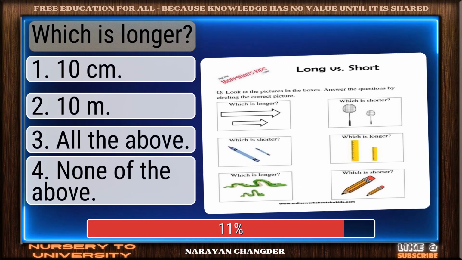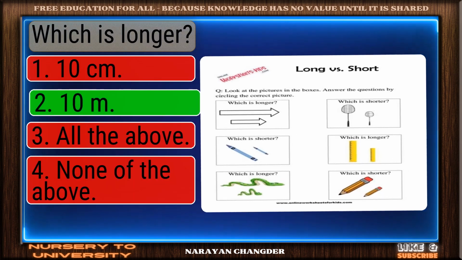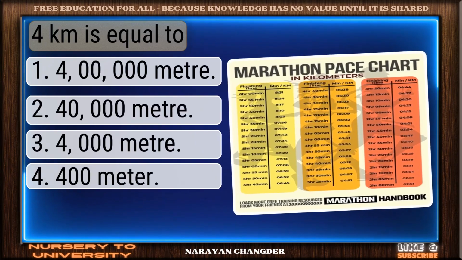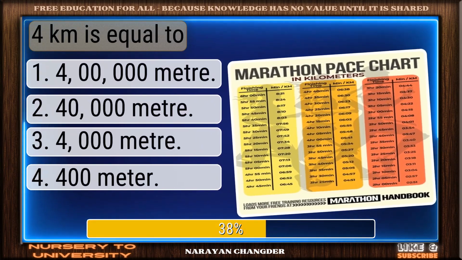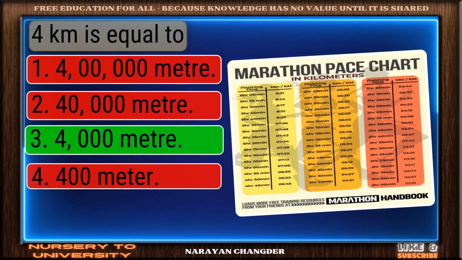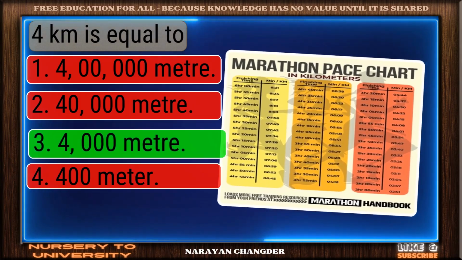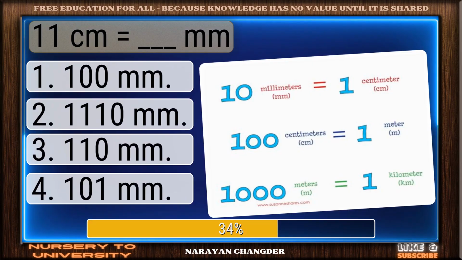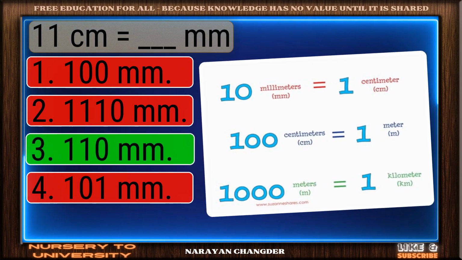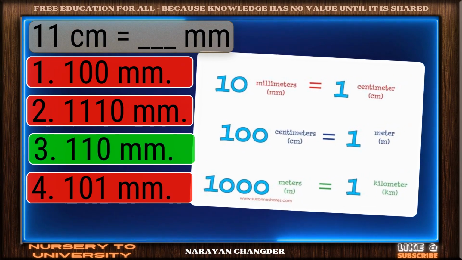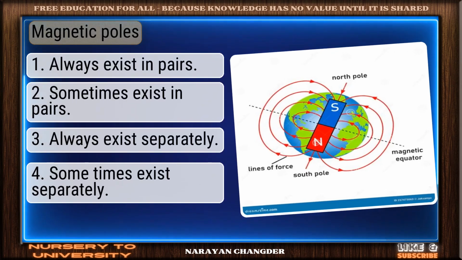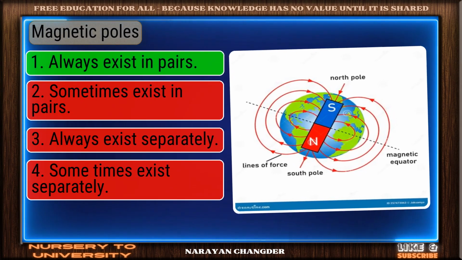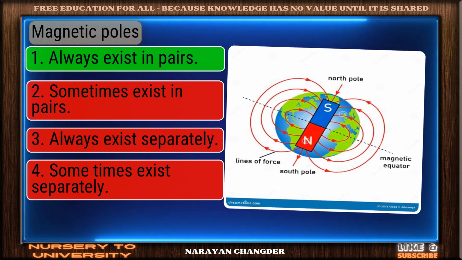Which is longer? Perfect is the correct choice. 4 km is equal to. Well picked. 4,000 meter is the correct answer. 11 cm equal to dash. Correct response. 110 mm is the most accurate answer. Magnetic poles. Sharp thinking. Always exist in pairs is the right choice.